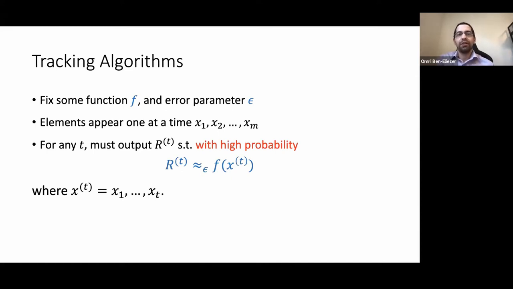In this talk, I will discuss tracking algorithms, a special case of streaming algorithms, where we see the stream elements one by one as usual, but we also provide outputs one by one as we receive elements. Fix some function f, which is the function that we want to compute, or in this talk approximate, because usually in streaming exact computation is difficult. Fix this function f and some error parameter epsilon for the approximation. We now see elements one by one: the element x1, then the element x2, and so on. After each element that we see, we need to output some value rt that is required to be, with high probability, a good approximation of the function on the inputs up to time t. This is a tracking algorithm.